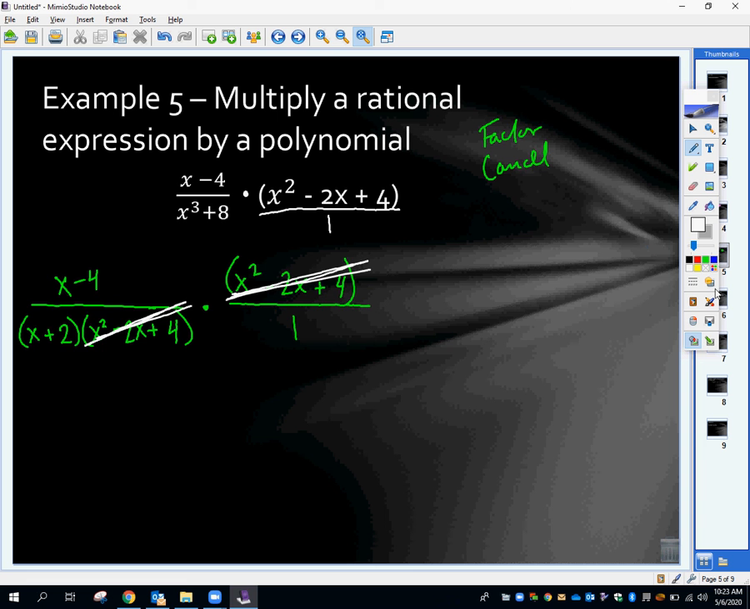So those are gone. Anything else up top that I can cancel with down below? I have an x minus 4. I can't cancel that, so it's got to stay.